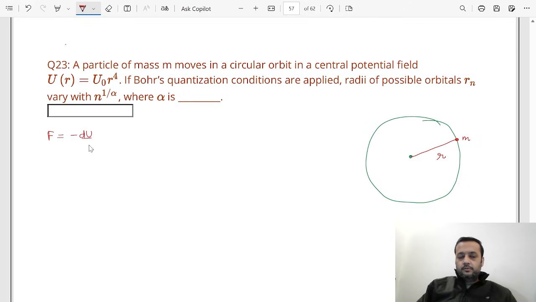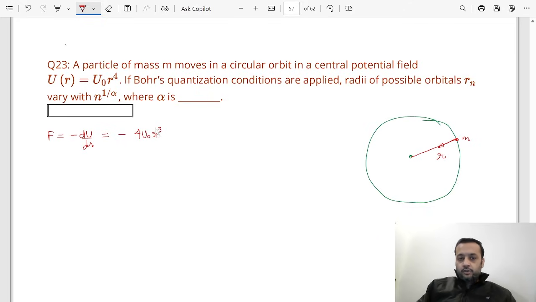Okay, so if I differentiate this, we will get minus 4 u naught r cube. And here the minus sign just indicates the attractive nature of the force. That force is going to attract the particle towards the center, which basically is the bound nature of the trajectory. Basically the particle is moving in a bound trajectory. So that is what this minus sign indicates.